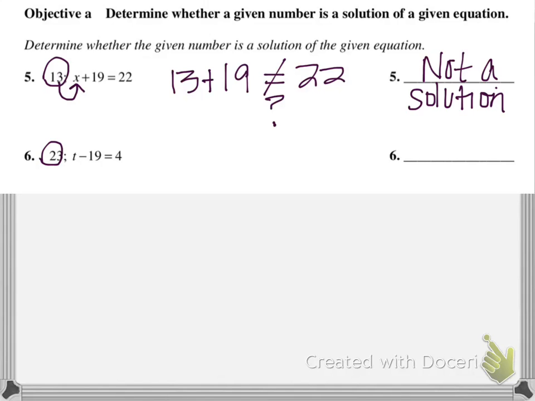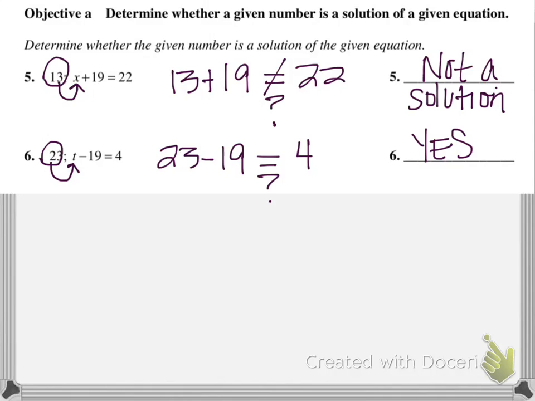So now let's see, is 23 a solution in the second equation? So 23 minus 19, the big question is, does that equal 4? Well, 23 minus 19 is 4, so yes, 23 is a solution to the equation.